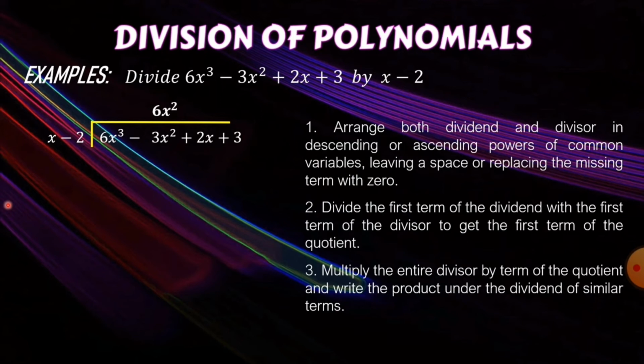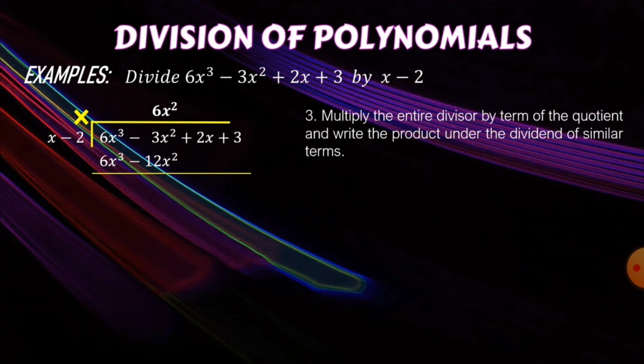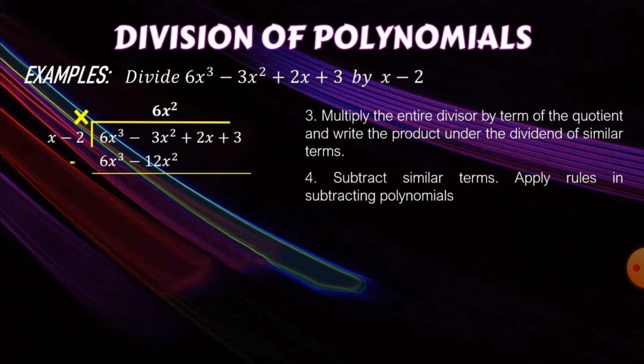Okay? So, after we divide, okay, let's have step 3. Multiply the entire divisor by term of the quotient and write the product under the dividend of similar terms. Okay, anong ibig sabihin yan? So, for example, 6x squared, we will multiply it by x and negative 2. Okay, so for example, 6x squared times x magiging 6x cubed. Bakit x cubed? Kasi we are adding the exponent, okay, if it's multiplication. Then 6x squared times negative 2 na naman, okay, magiging negative 12x squared. Okay? So, we have to arrange them, the order according to like terms. Then, after this, we have to subtract. And that's the next procedure. Subtract similar terms. Apply rules in subtracting polynomials. So, remember the rules in subtracting polynomials. We have to change the sign of the subtrahend.